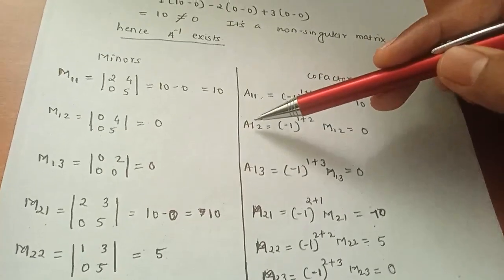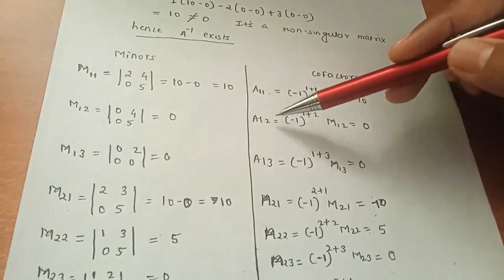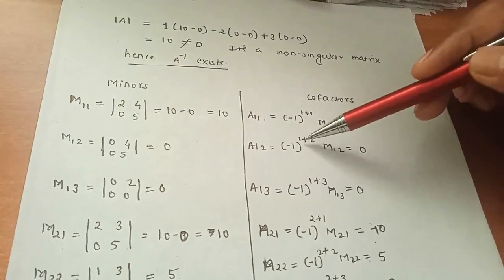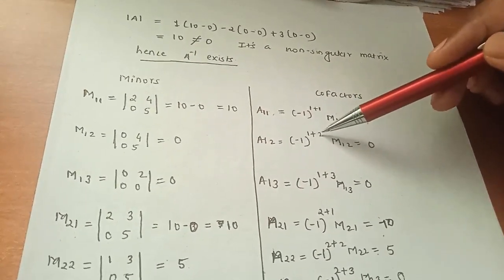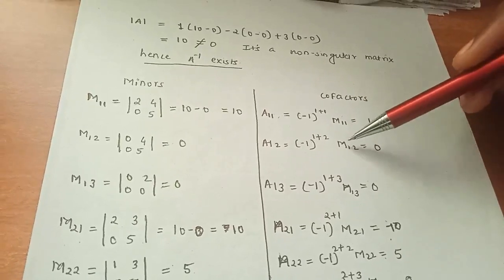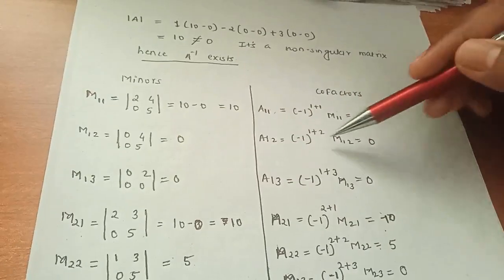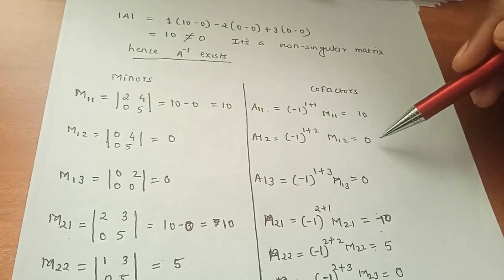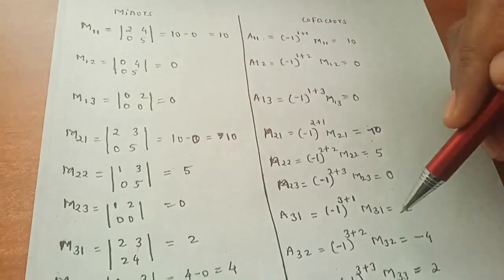Suppose you have to find the cofactor of the second element, which lies in the first row and the second column. Then it will become minus 1 to the power of 1 plus 2. 1 indicates the row position and 2 indicates the column position, into the minor of the second element. The minor of the second element is 0, and 0 into minus 1 is 0. So it will be 0. Similarly, you have to find all the cofactors of the elements.